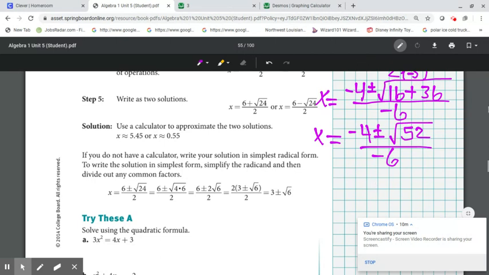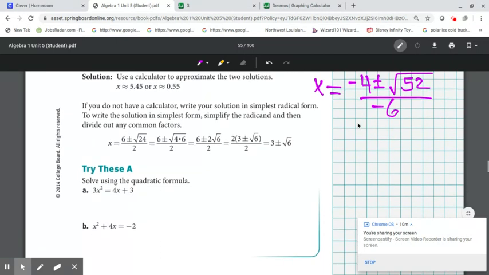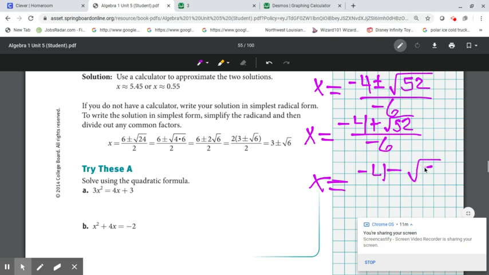All right, so to get your answers, you can just go ahead and type that in. You can go to x equals and do -4 plus the square root of 52 divided by -6. And then you can do x equals -4 minus the square root of 52 divided by -6. All right, so we can go ahead and get our decimals. So let's go. I'm going to use decimals. You can use your graphing calculator if you want to.